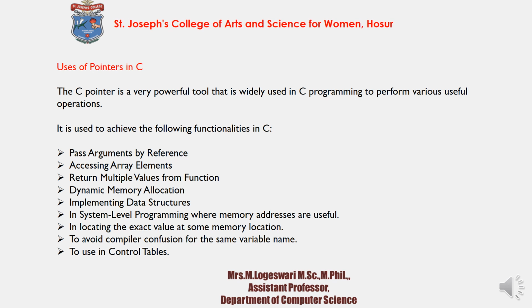So the pointer in C is a very useful tool. It is widely used in C programming to perform various useful operations. It is used to achieve the following functionalities: pass arguments by reference, access array elements, return multiple values from a function, dynamic memory allocation, implementing data structures, and system-level programming where memory addresses are very useful. It also avoids compiler confusion for the same variable name, can locate the exact value at the same memory location, and can be used for control tables.